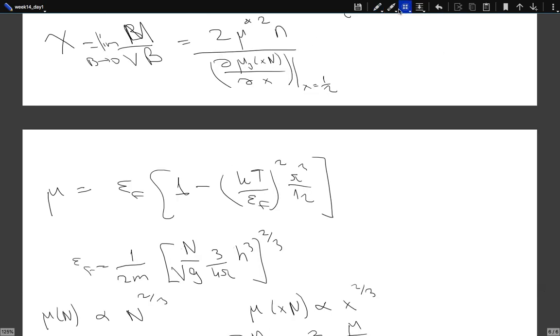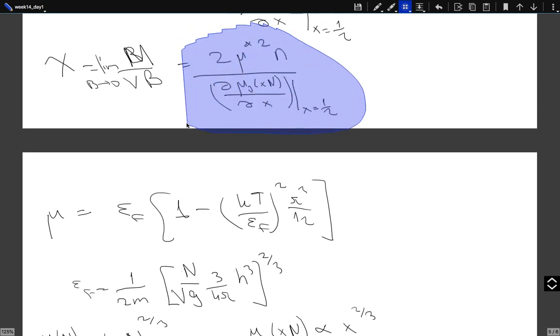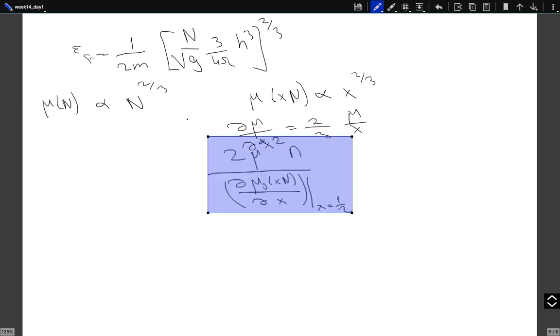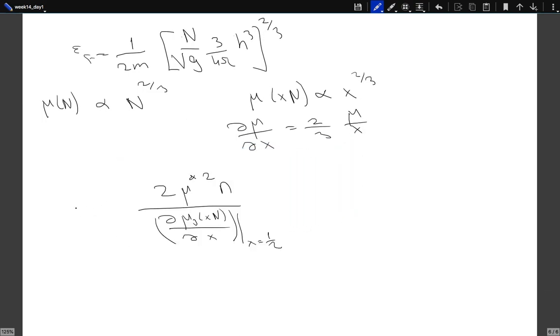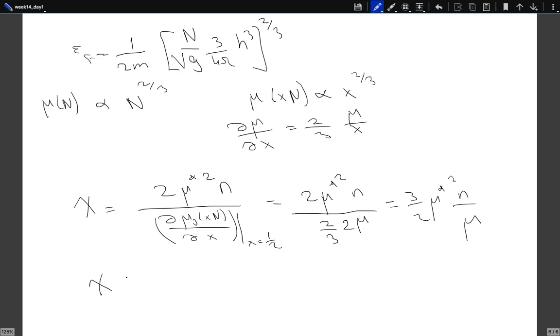So let's go back. This is our susceptibility. This is equal to 2 mu star squared n divided by 2/3 mu over x, with x being 1/2, so twice mu. So 3/2 mu star squared n over mu. This is for kT much less than the Fermi energy.